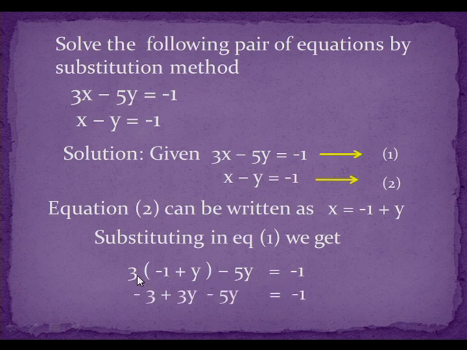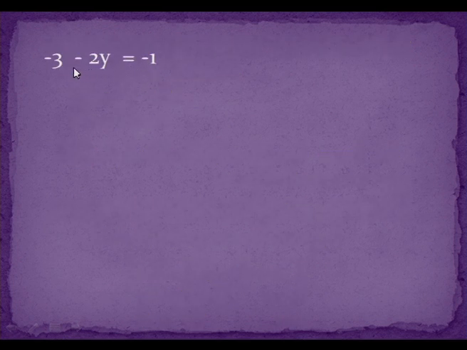We open the brackets by multiplying with 3. 3 into minus 1 gives me minus 3. 3 into plus y gives me plus 3y. And what is the equation we get? Minus 3 plus 3y minus 5y is equal to minus 1. When we simplify these two, that is plus 3y and minus 5y, we get minus 2y. So, we get the equation minus 3 minus 2y is equal to minus 1. I am transposing this minus 3 to the other side, it becomes plus 3.